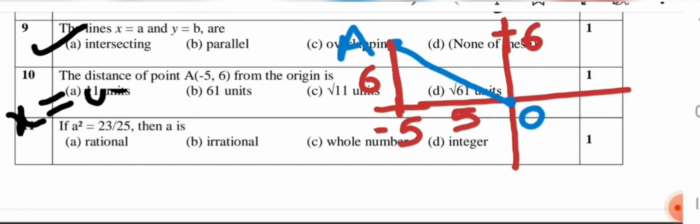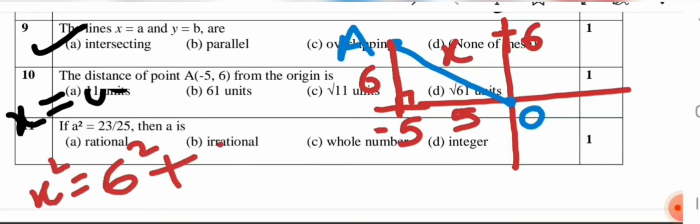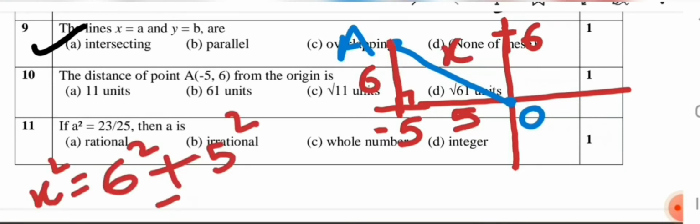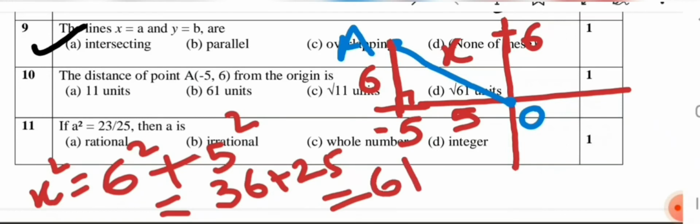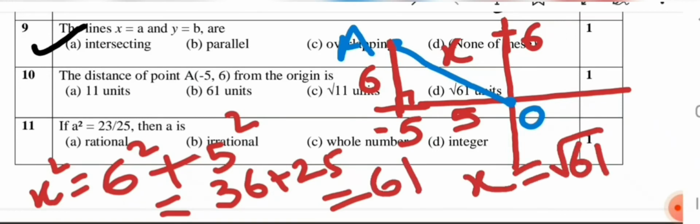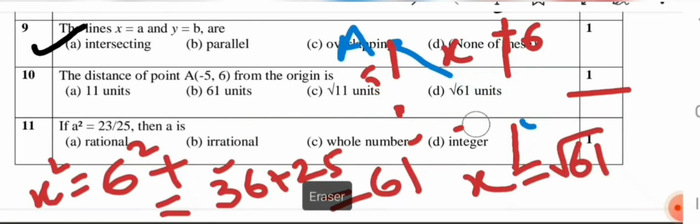So we can use Pythagoras theorem again and we can find hypotenuse. So you can try yourself. You can just see, we can take it as x. So x square will be 6 square plus 5 square. That will be 36 plus 25, 61. So x will be √61. Alright, so option D is the correct option.